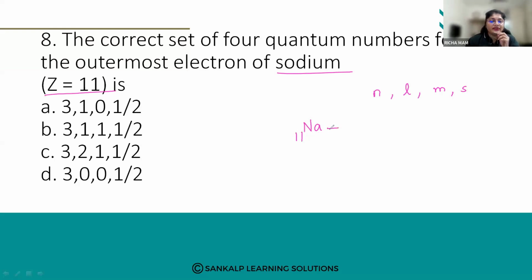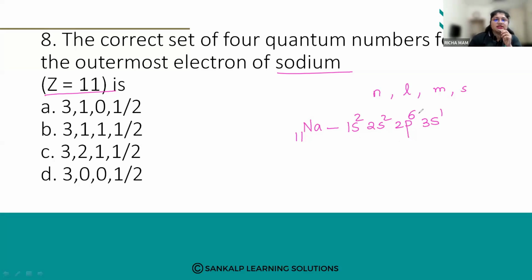So if we write the electronic configuration, we are going to start with 1s2, 2s2, then the electron filling will go into 2p. In p, the maximum number of electrons filled is 6, so already 10 electrons are filled. Now only 1 electron is left. So it will go into which orbital? 3s1. So 1s2, 2s2, 2p6 and 3s1.